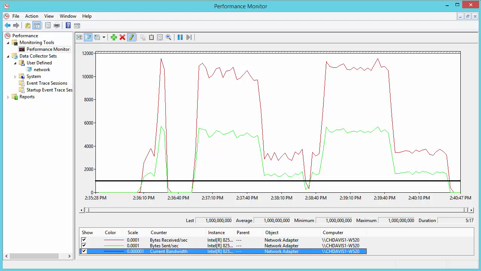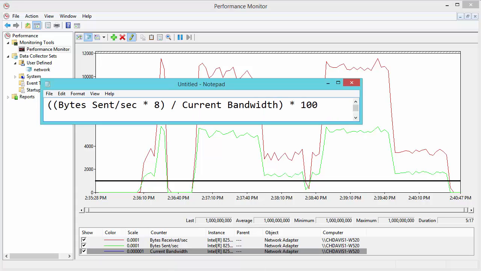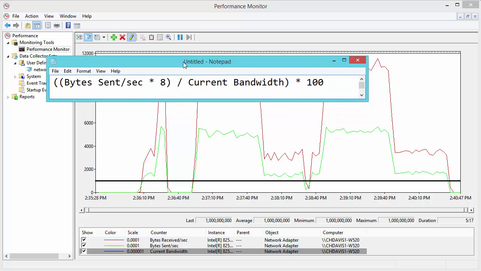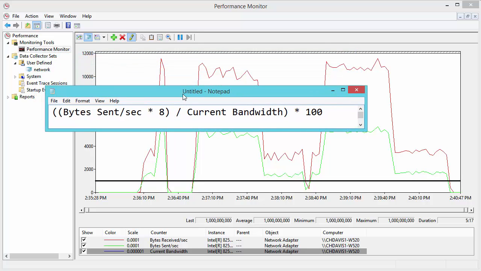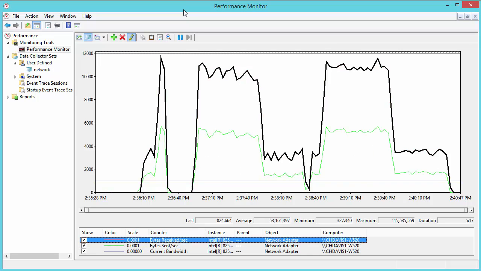So there's a formula here, and it's not that hard once you've done it a couple of times. So let me pull the formula up. It's bytes sent per second times 8 divided by current bandwidth times 100 will give you the exact percentage of where we were at. So what we need to look at here is our bytes sent per second or our bytes received per second.